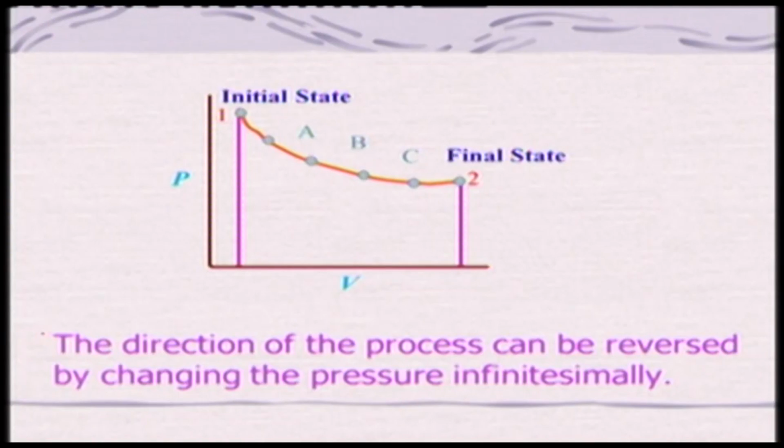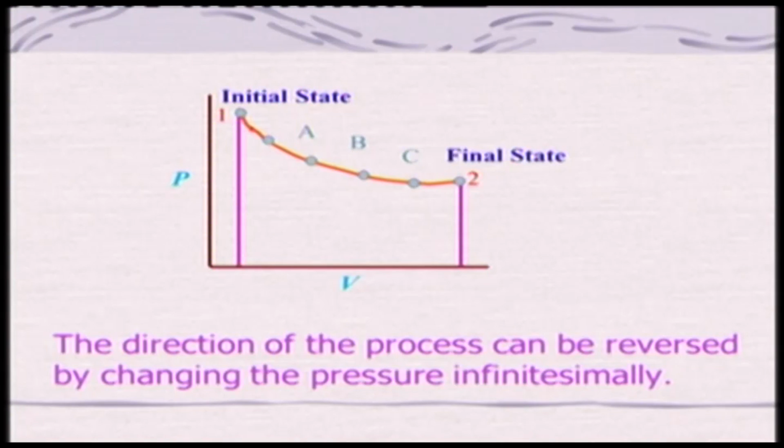Because suppose you are at state 1 and there is a tiny change and then you are coming to state A, or this position, and then if I again put back that tiny weight which I had removed, then it can go back to state 1. Okay. But if the change is too much, it cannot. So, it can happen like that. And this is a very, very slow process.